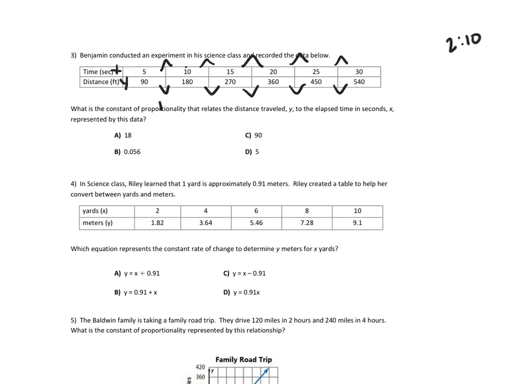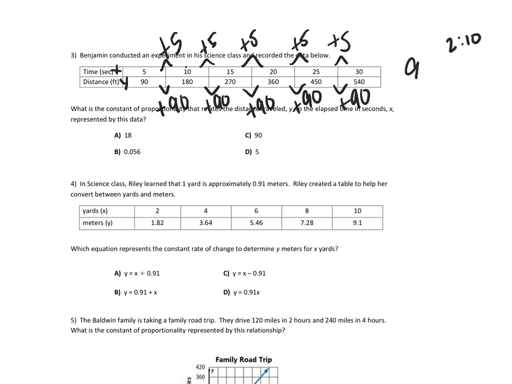So on the bottom, we're adding 90. So we're adding 90 all the way through. Okay, and then on the top, we're adding 5. So we're going to look for our change in Y over change in X. So 90 over 5 equals 18. This is my change in Y. This is my change in X. Okay, so it's 18. So the constant of proportionality is 18.